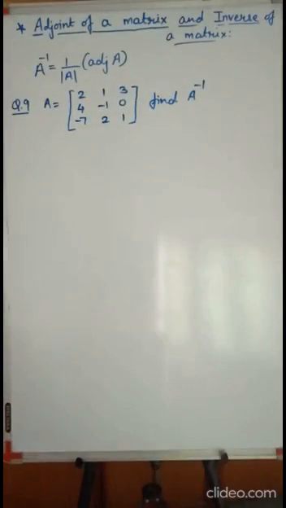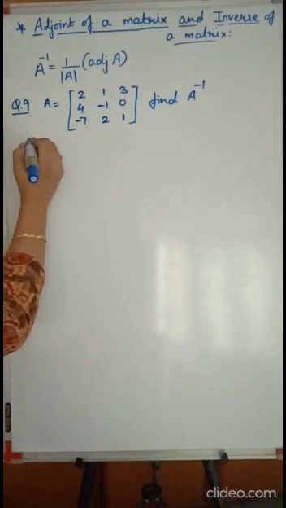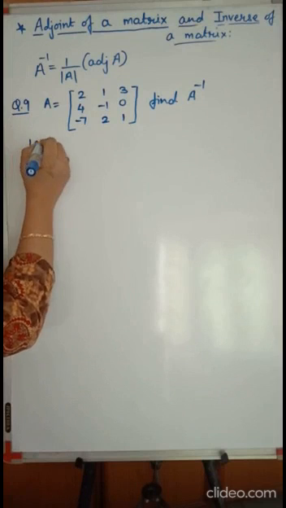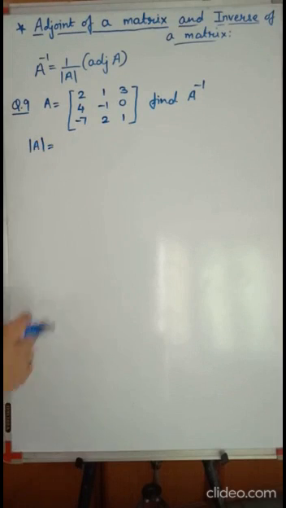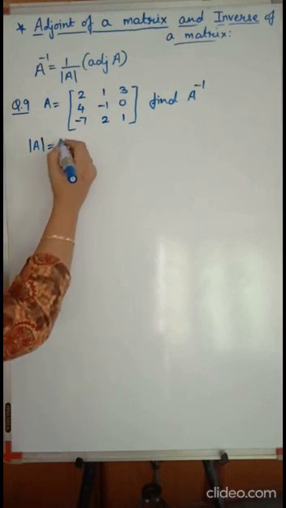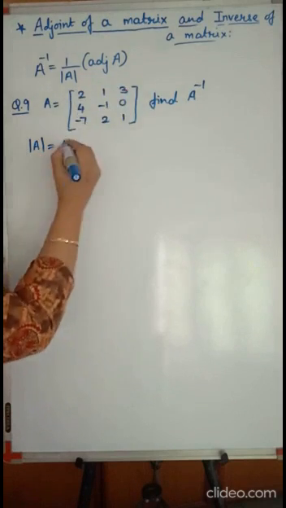So how to do? Find out first determinant A. That is the first step you have to do every time. Once you have found determinant A, you will get 1 full mark. So I am finding with respect to row 1.